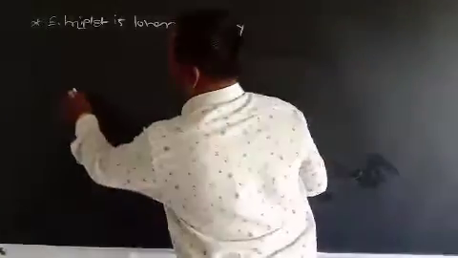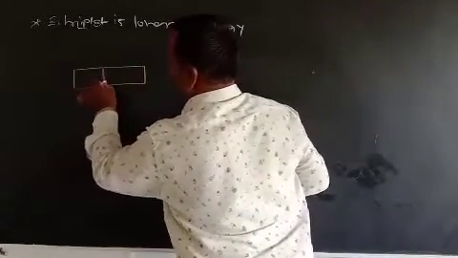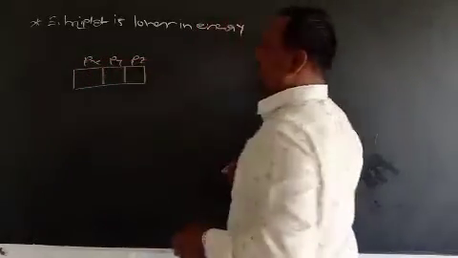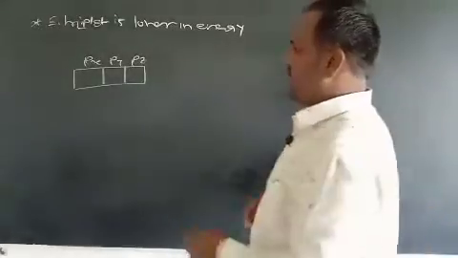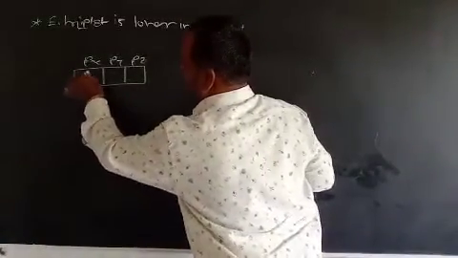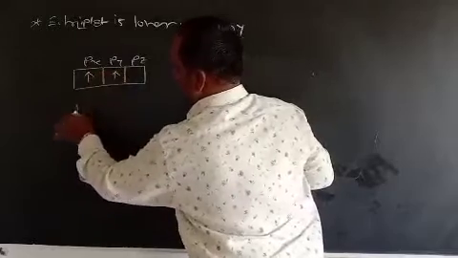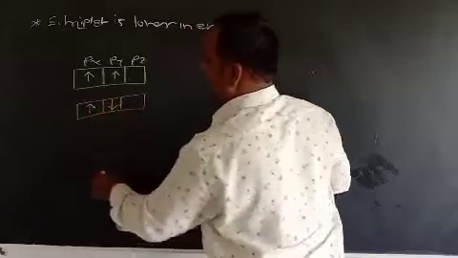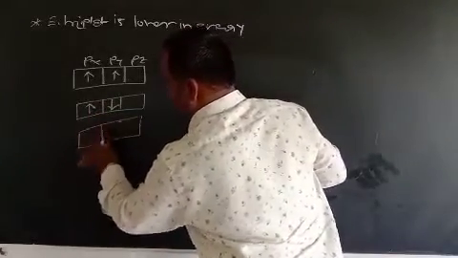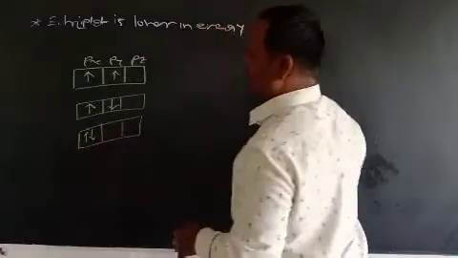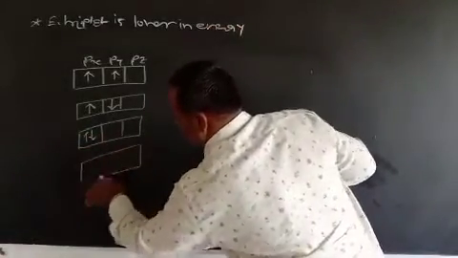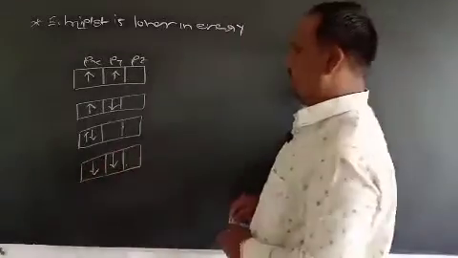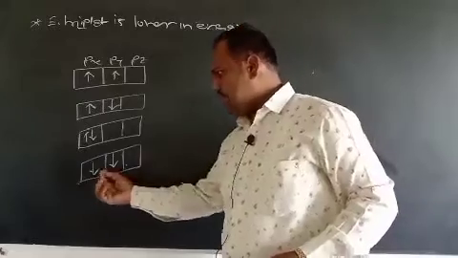So let us consider a p orbital, that is px, py, pz, and if 2 electrons are there, then we put the 2 electrons in this way. Again, another possible arrangement is that we can put the electrons like this. Another possibility is that we can put both the electrons in the px orbital. Another possibility is that we can put the electrons in px and py orbital with negative spin.